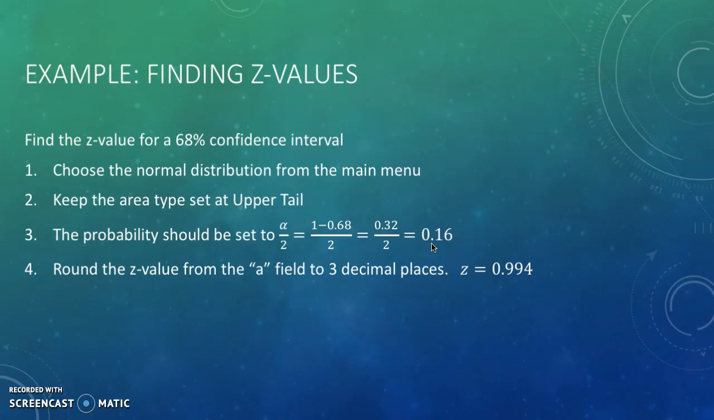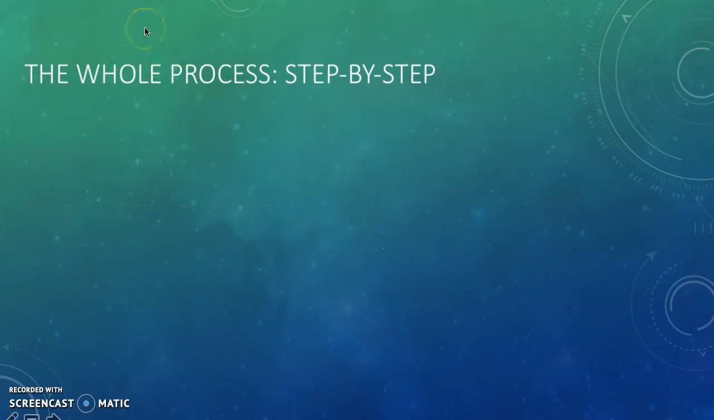And you leave the mean and standard deviation as 0 and 1 because you're looking for z. The z-value will pop up in the A box, and you round that to 3 decimal places. In this case, you should get 0.994 when you round it. This would be the critical value you would use in your formula if you were constructing a 68% confidence interval. Okay, so that was just a review of some stuff we did before.